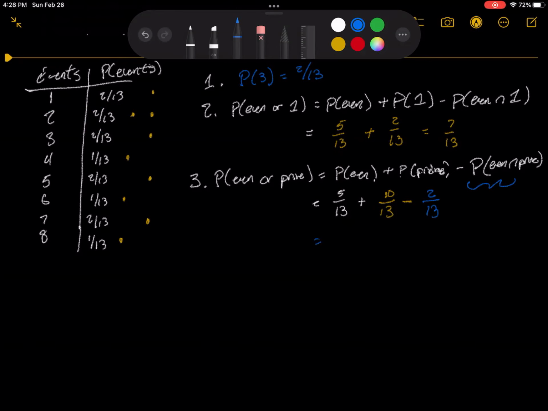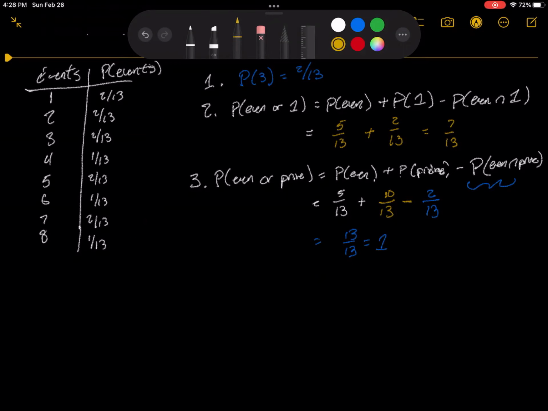So 5 plus 10 minus 2 gives me 13. Out of 13, that gives me a 1. And notice that makes sense because look at our table. Every single event is counted, right? Every single event that's possible either satisfied being even or being a prime number. So of course we were going to get a probability of 1.